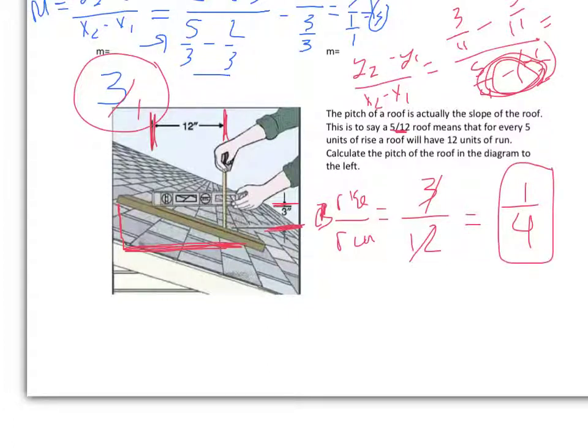So essentially for every 1 inch we go down, we go 4 inches over. So if we went down 2 inches, we go over 8 inches. If we go down 3 inches, we go over 12, and that's what we're saying right there. So, yeah, hopefully that made sense, and we'll see you next time.